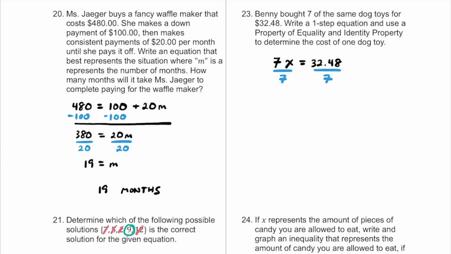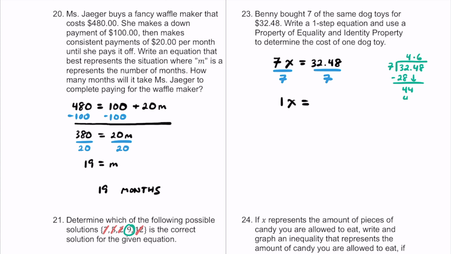7 divided by 7 on the left side is going to be 1, so we have 1x. And on the right side, let's take this 32.48 and divide it by 7. The decimal comes straight up. 7 goes into 32 4 times. 4 times 7 is 28. If we subtract, that's 4. Bring down this 4. 7 into 44 6 times.